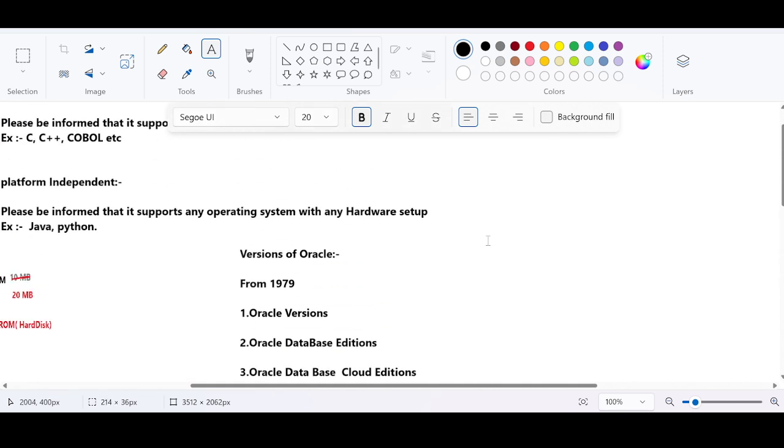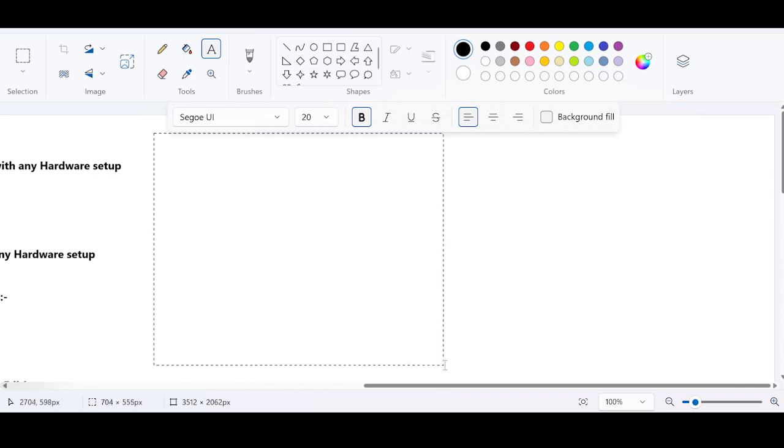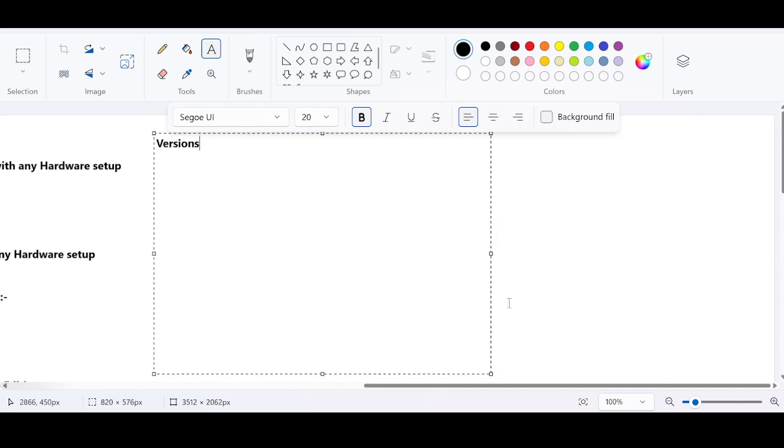Let us understand the versions of Oracle. Pay some attention here. Which version is a popular version and which version are we going to learn? Why were many versions introduced? What is the actual reason behind the scenes? You will understand one by one.